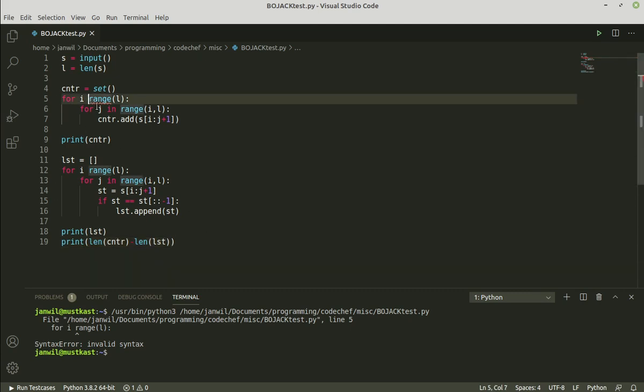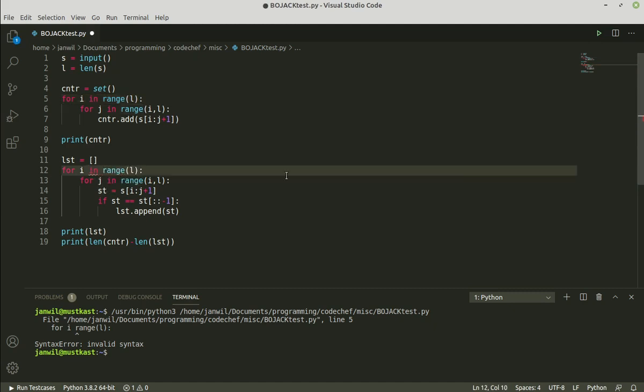Okay, I made a syntax error. Sorry for that. And the same here, of course. Also have to write it here. Okay, now it seems to be syntax correct. And now the program is expecting an input from us.